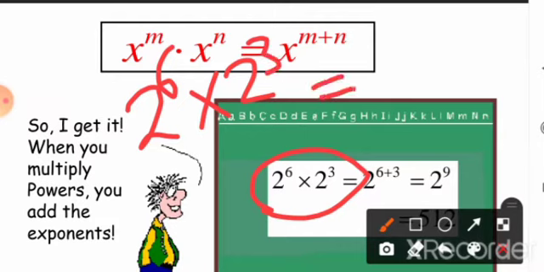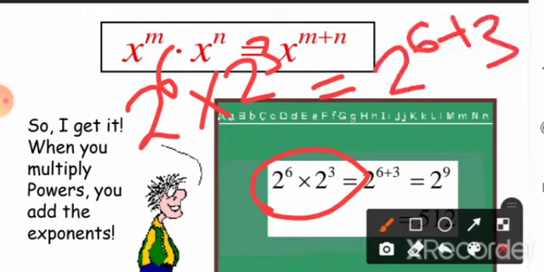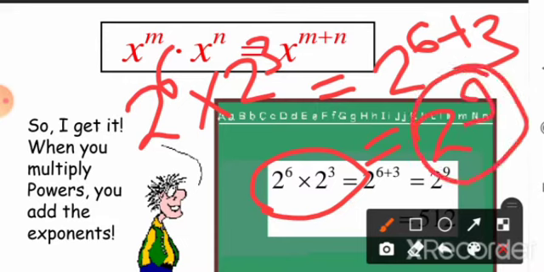If we multiply two numbers or two powers, the result will be to add the two exponents. It means 2 power 6 plus 3. So we can write now 2 power 9. That's the answer, 2 power 9. So when you multiply the powers, you add the exponents.